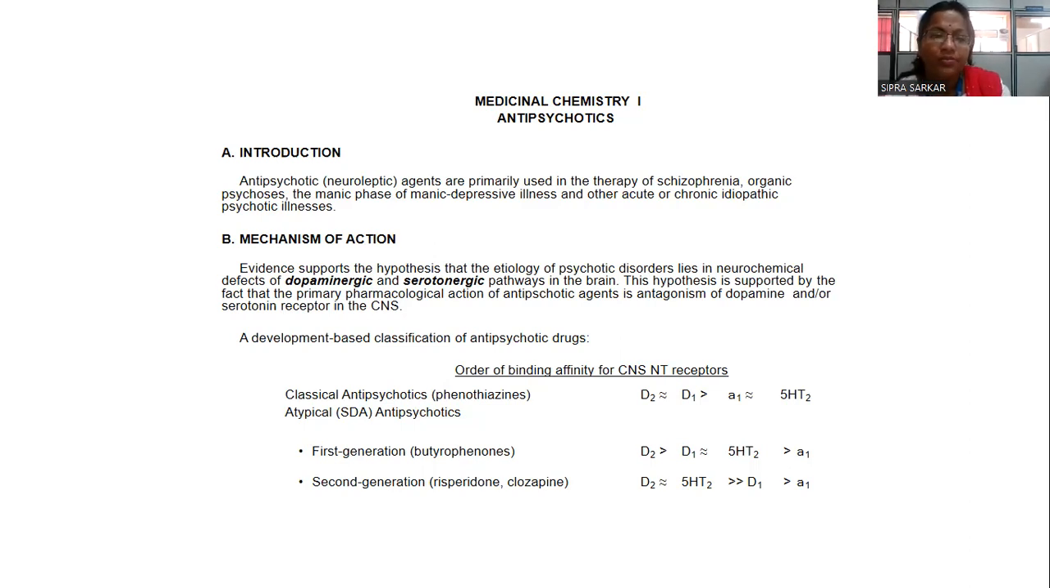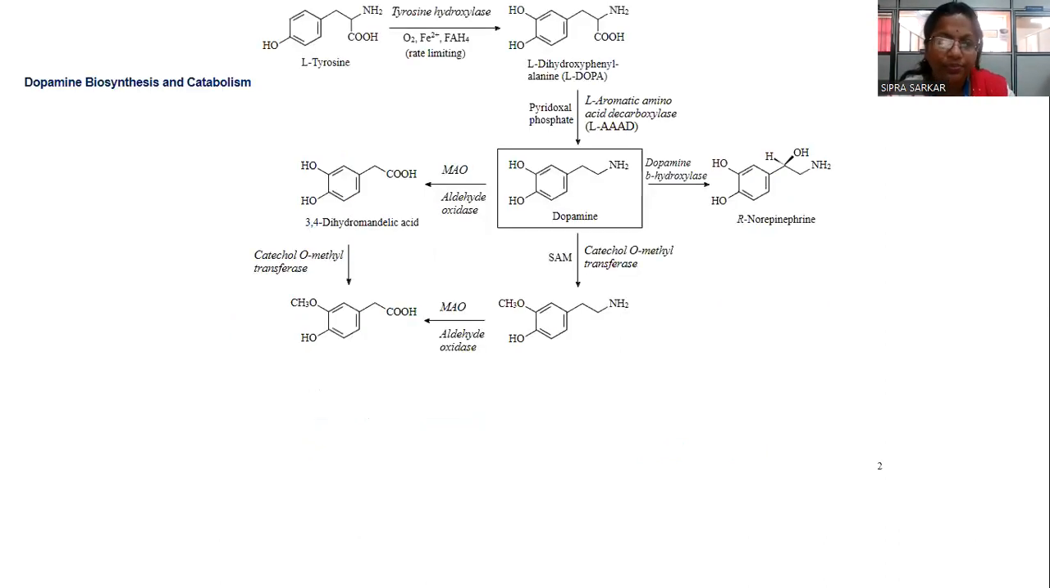A development-based classification of antipsychotic drugs, in order of binding affinity for the CNS neurotransmitter receptor. Classical antipsychotics are phenothiazines, which bind to the D2 receptor and D1 receptor. Then there are atypical ones. They are classified into first generation and second generation. First generation drugs are butyrophenones, which come under the chemical classification. Second generation are risperidone and clozapine.